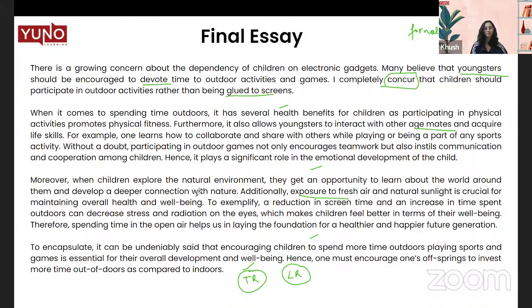Exposure to fresh air is crucial for maintaining; to exemplify; reduction in screen time.